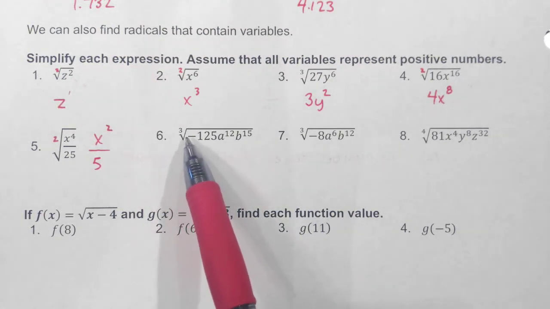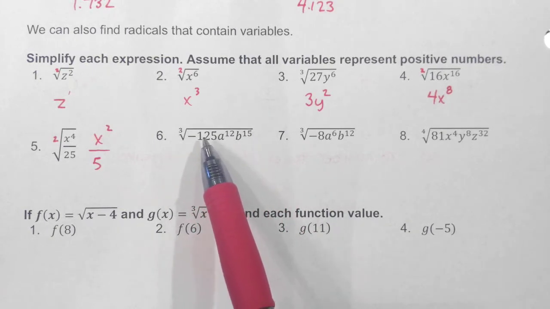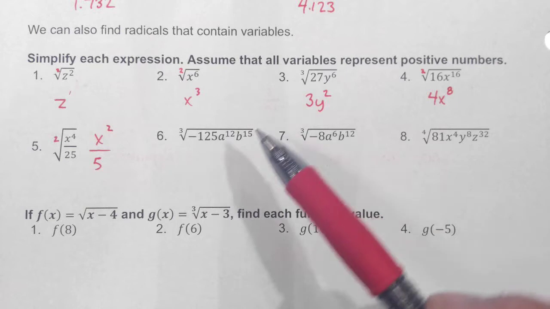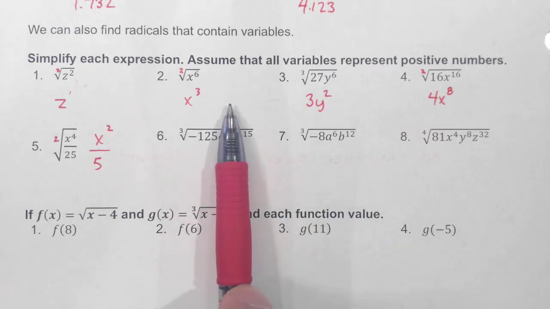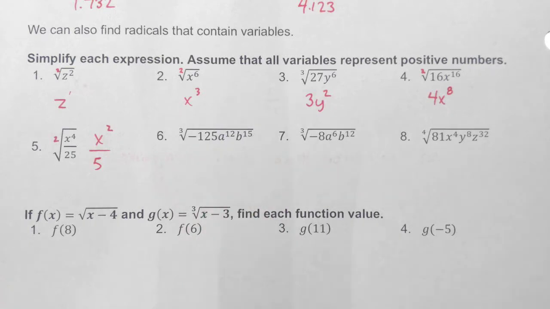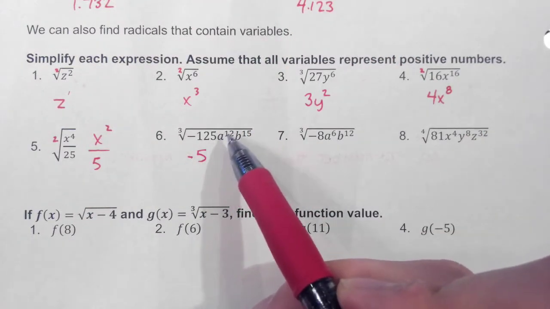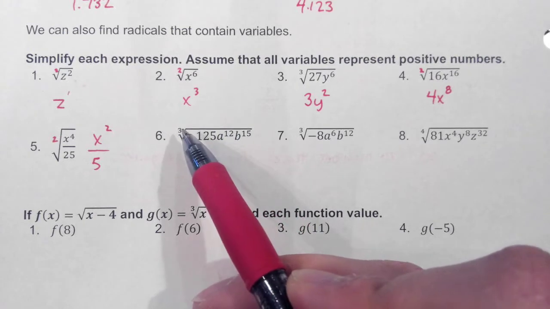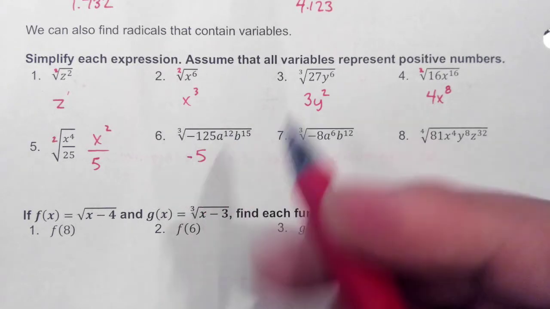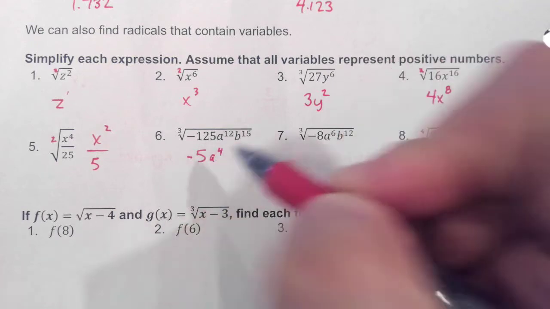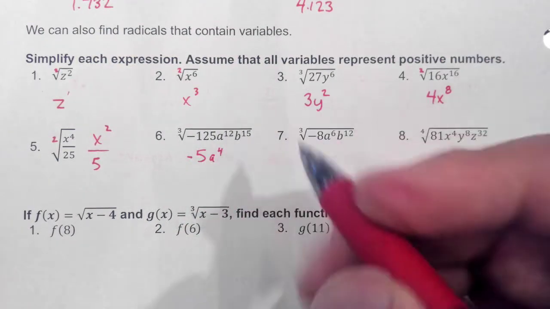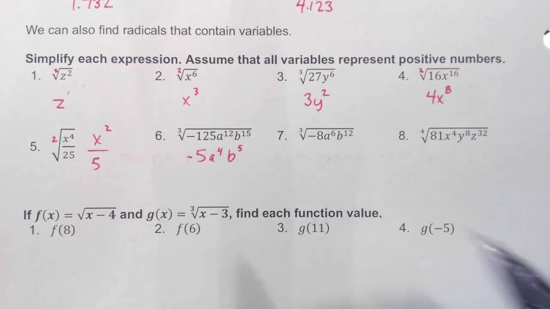On number 6, again, do it piece by piece. This time I have the cube root of negative 125, so I'm ignoring the variables behind it. What's the cube root of negative 125? That's going to be negative 5. And then for variables, you take the exponent and divide it by the index. 12 divided by 3 gives you a to the 4th. 15 divided by 3 gives you b to the 5th.